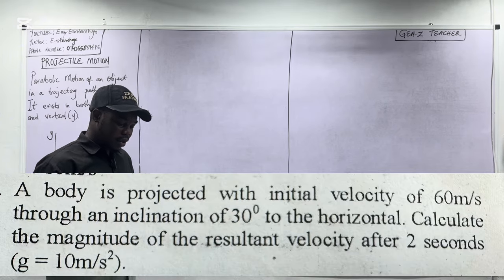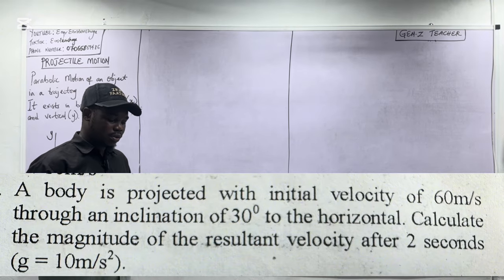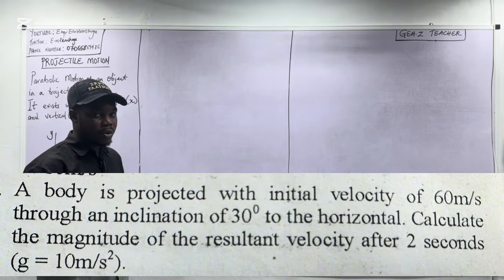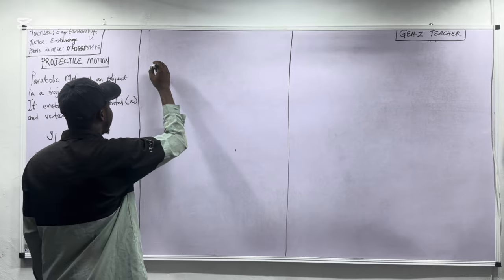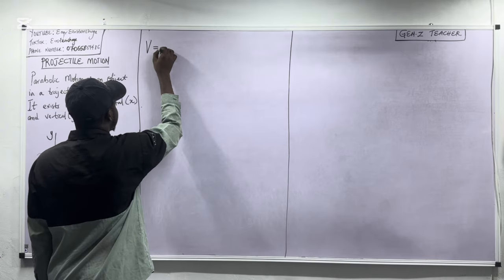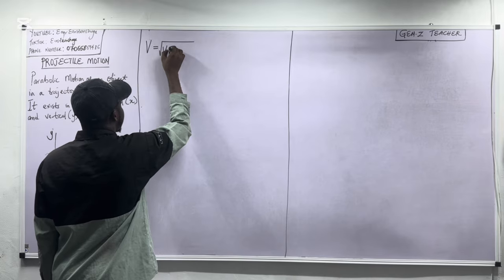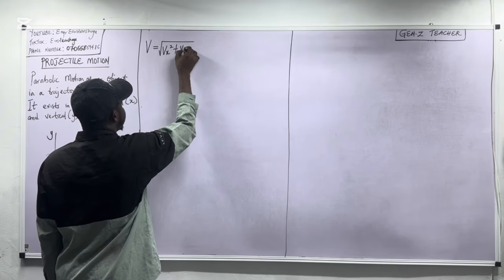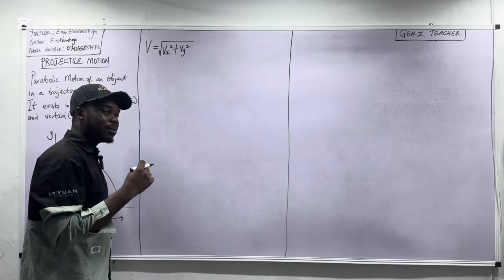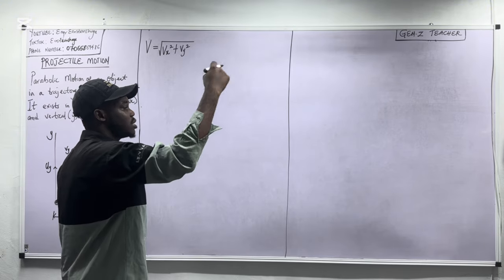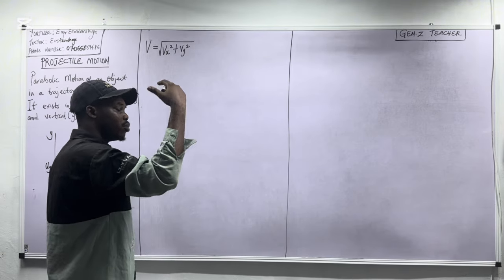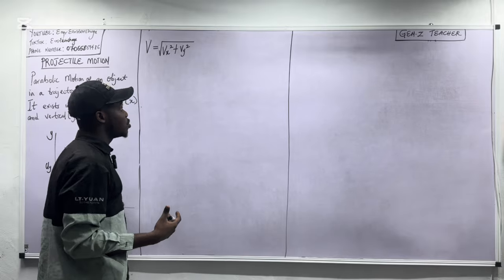Okay, the next question as shown on the screen. It says, a body is projected with an initial velocity of 60 meters per second through an inclination of 30 degrees to the horizontal. Calculate the magnitude of the resultant velocity after 2 seconds. Now recall, for this question, we're going to be applying v equals square root of vx squared plus vy squared. Why? We're asked to find the magnitude of the resultant velocity, meaning it's going to have both vertical and horizontal. So how do we solve this?